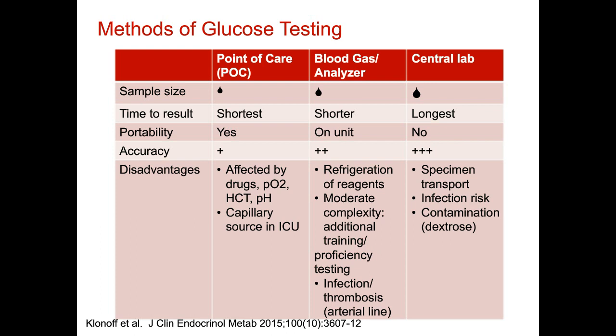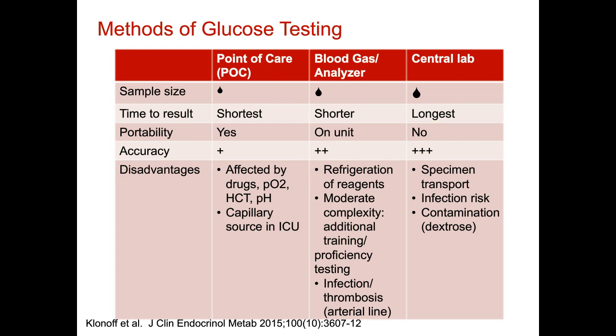By comparison, typically blood gas analyzers tend to require a larger sample size. They have a fairly short time to result, but it's still longer than that point of care assay. They are typically on a unit, like an intensive care unit or a cardiac unit, but generally not portable from bedside to bedside. They are generally more accurate than most point of care methods, but they are more complex. So they require additional training. Reagents often have to be refrigerated. There are some risks if the primary source is an arterial line, for example, for infections and thrombosis. And so typically, this is not used as a routine source unless there's an additional need for those lines.